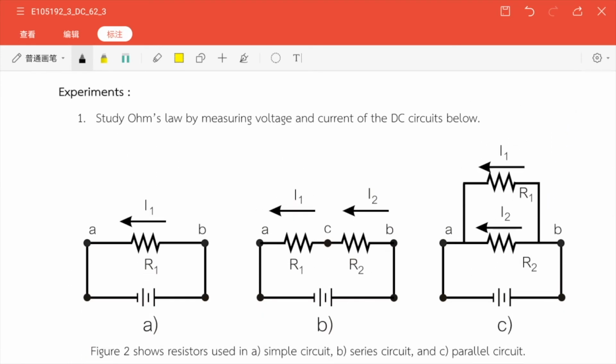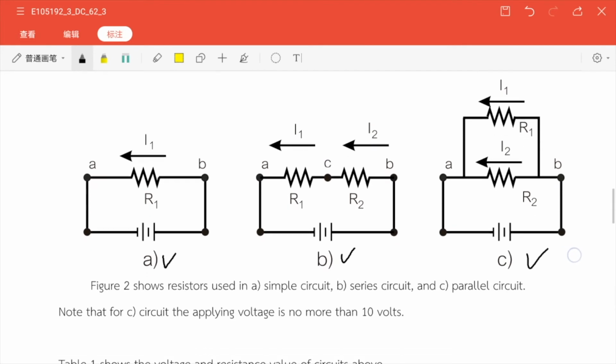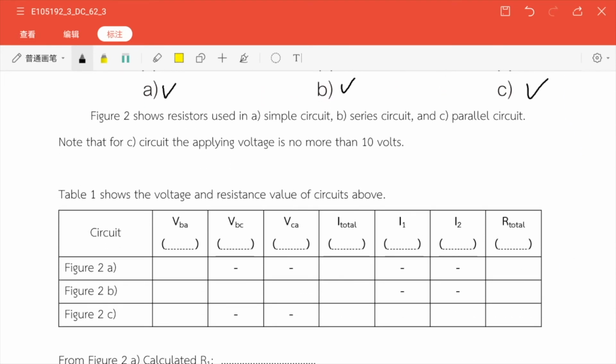So now we come to the experiment part. I will introduce what we are going to do in this lab. First part, study Ohm's law by measuring voltage and current of the DC circuits below. Number 1, we have A, a simple circuit, B, a series circuit, C, a parallel circuit. We have these three circuits, and we're going to measure several things. Here's a table. For 2A, 2B, 2C, we need to measure this kind of thing. For 2A, we need to measure VBA, I total, R total. For 2B and 2C, we have several data to measure.